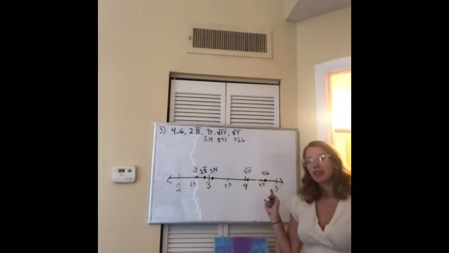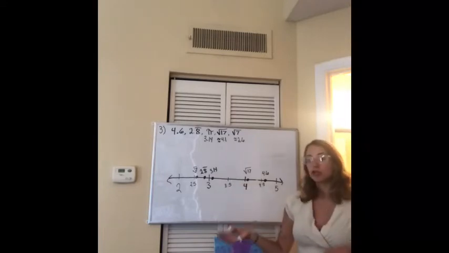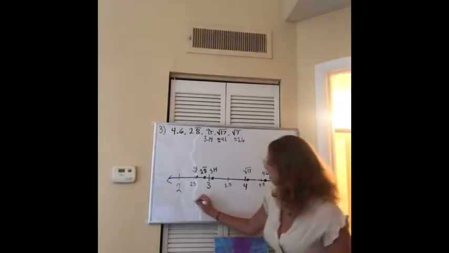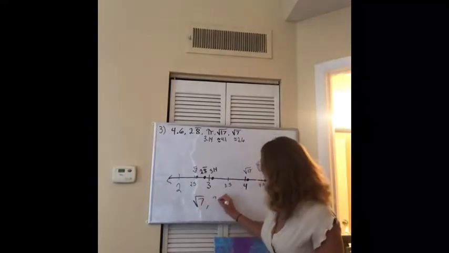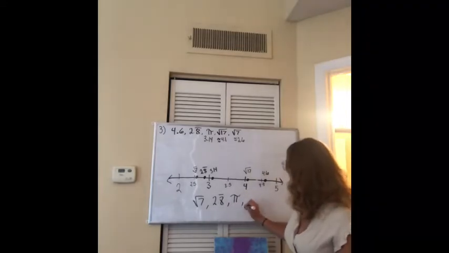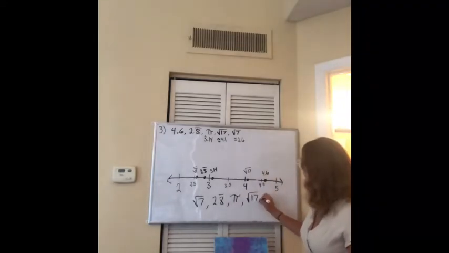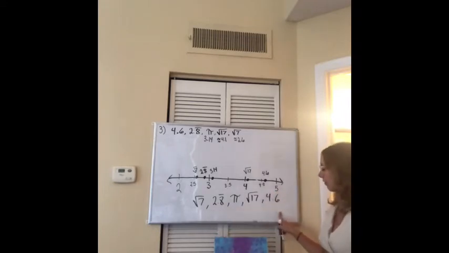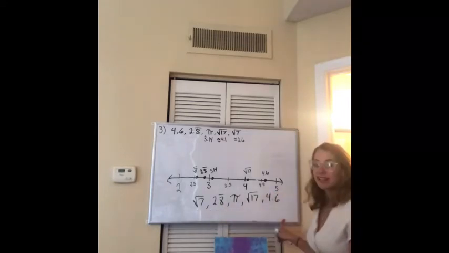So we just put these on the number line. If the question told you to write them in order, you would just write them down in this order: square root of 7, 2.8 repeating, pi, square root of 17, 4.6. And this is the order from least to greatest.